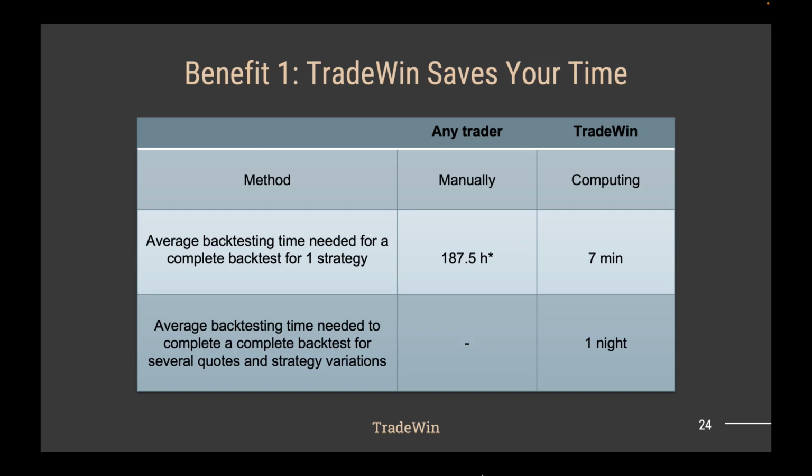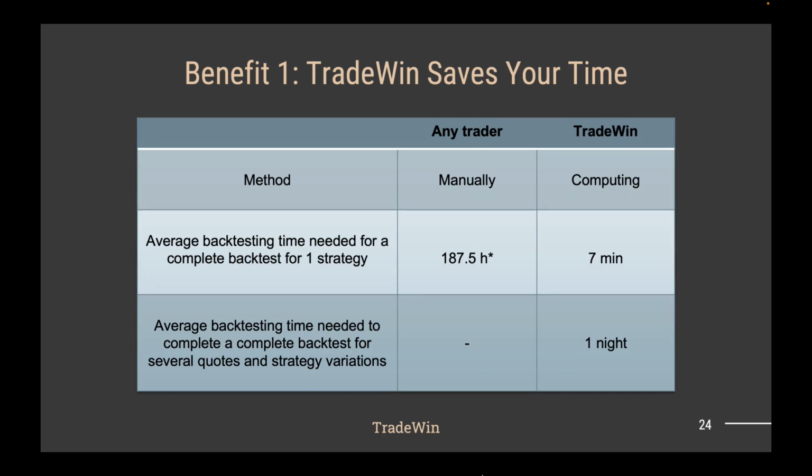In a small table, here is a comparison between what a trader could do manually and what TradeWin does. There is no challenge here, because TradeWin significantly outperforms anyone who is willing to backtest manually. The average time needed to complete a backtest for one strategy, for one quote, is several hundreds of hours of manual charting. TradeWin does that in 7 minutes at most.